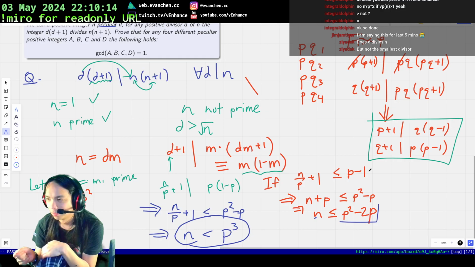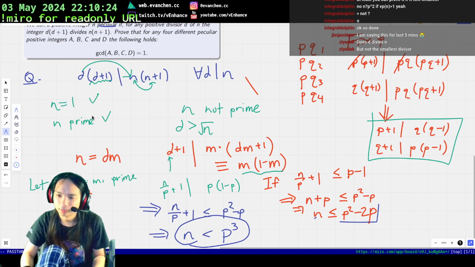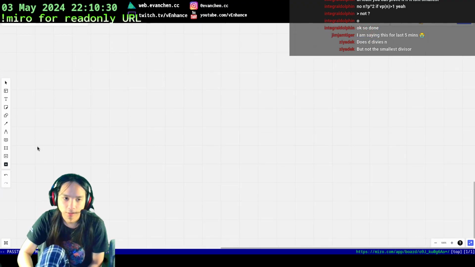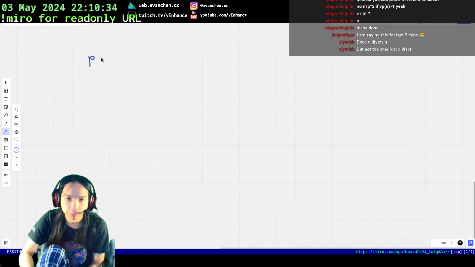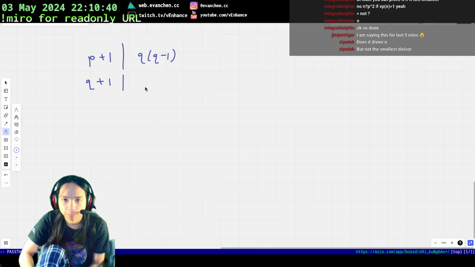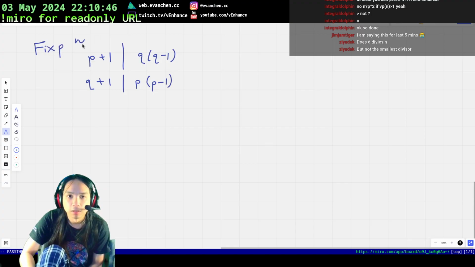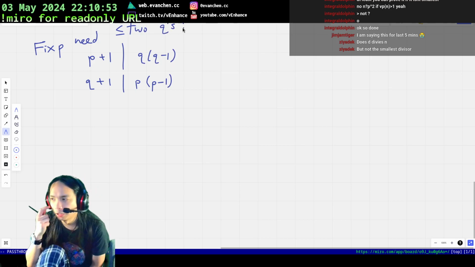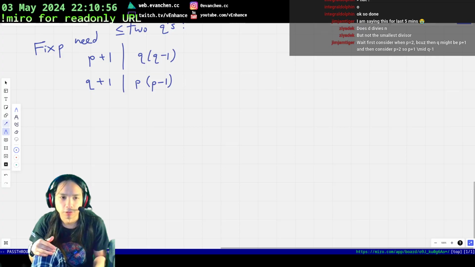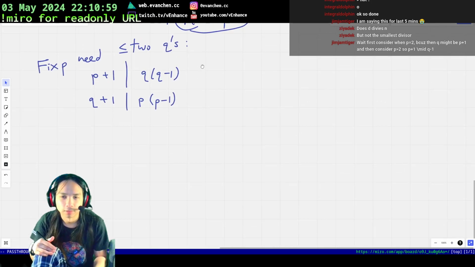Okay, let's move everything. Yeah, I really only care about this equation at this point. It's like p plus 1 divides q minus 1, and then q plus 1 divides p minus 1. For a fixed p, need at most 2 q's. Right, because p itself is peculiar or whatever. So I want there to not be 3 different primes q that make this thing true.